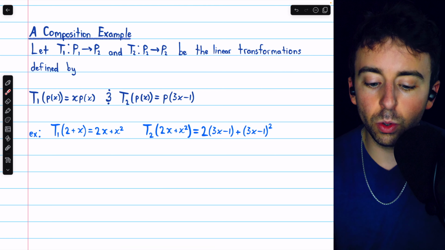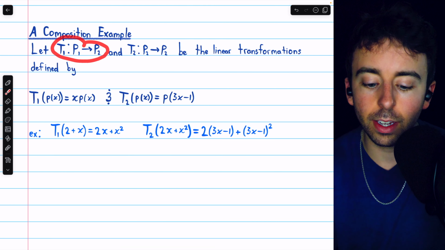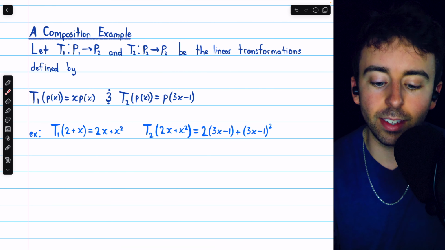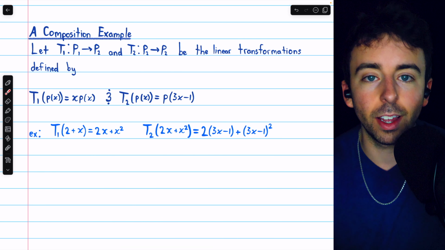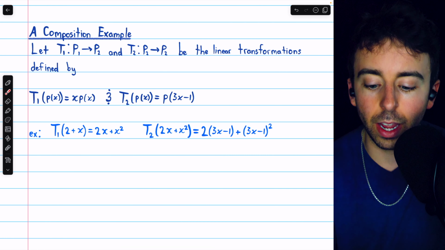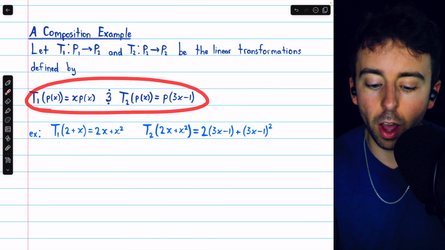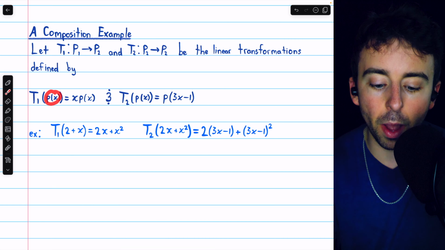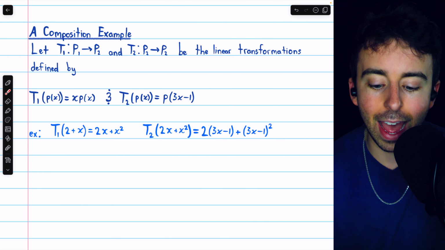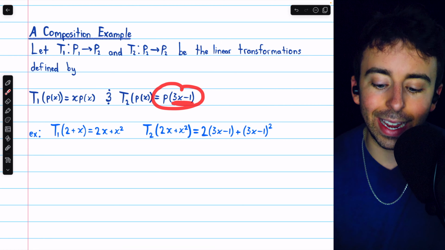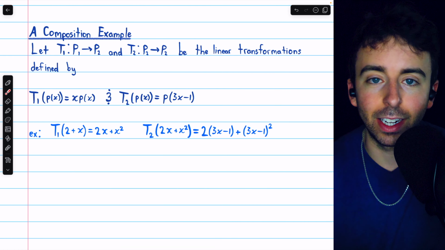So here we have two linear transformations. T1 takes us from the vector space of polynomials up to degree n, and sends us to the vector space of polynomials up to degree 2. T2 takes us from P2 to P2, and they are defined as follows. T1 takes a polynomial and multiplies it by x. T2 takes a polynomial and, as an output, has that polynomial evaluated at 3x minus 1.